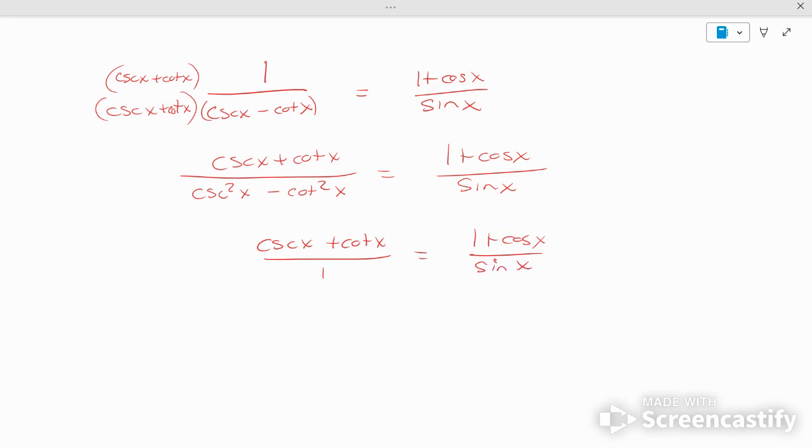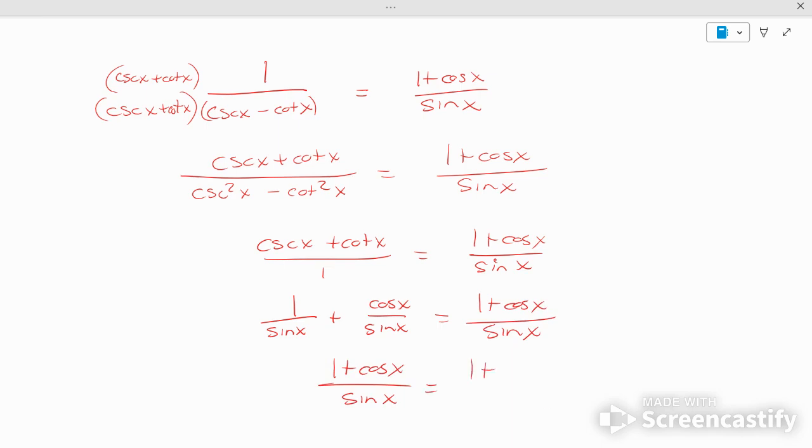Now, what can I change cosecant and cotangent into? 1 over sine of x plus cosine of x over sine of x. If I add my fractions, there I be.